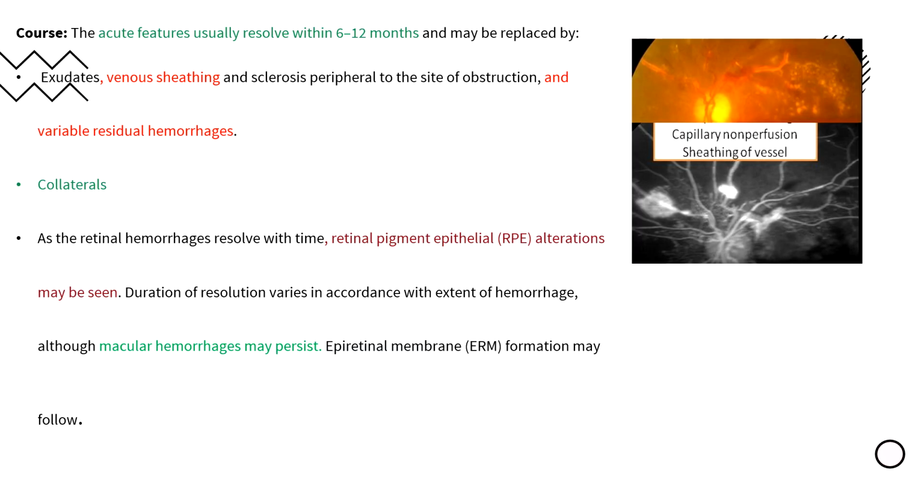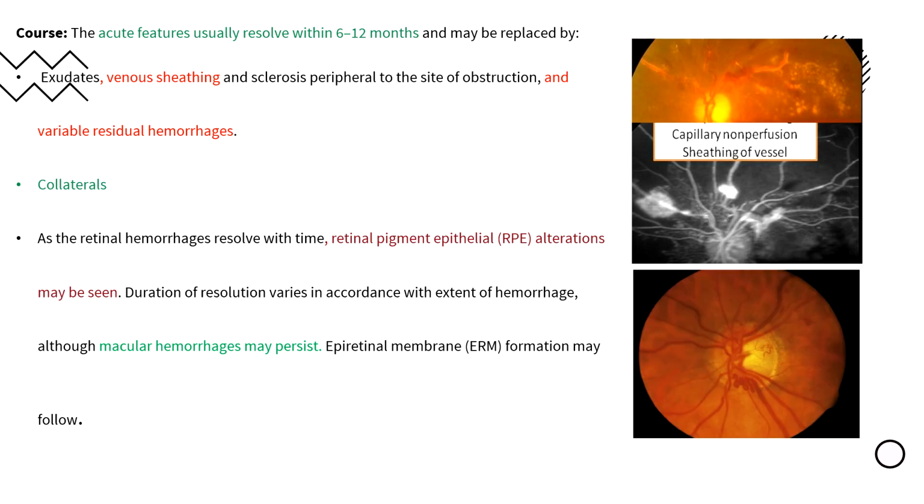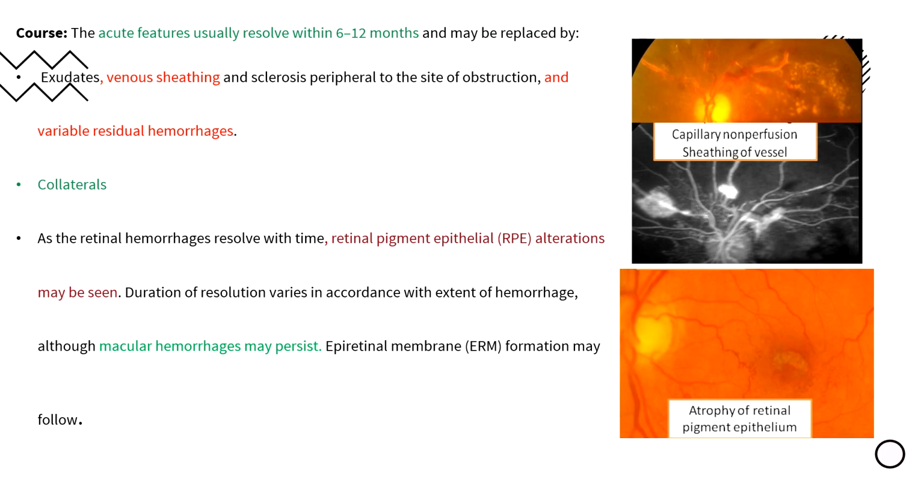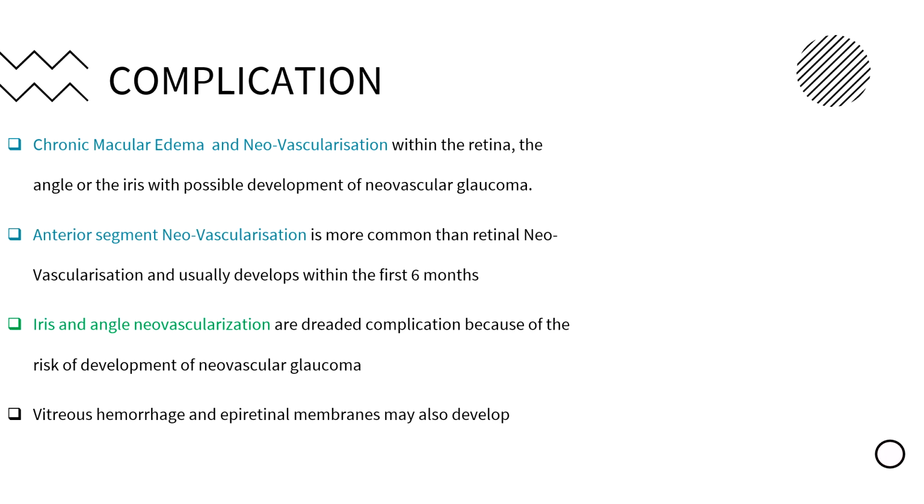Regarding the course, the acute features usually resolve within 6 to 12 months and may be replaced by exudate, venous sheathing and sclerosis peripheral to the site of occlusion and variable residual hemorrhages. Collaterals will be present as the retinal hemorrhage resolves with time. RPE alteration will be seen, and the duration of resolution varies according to the extent of hemorrhage. Although macular hemorrhage may persist, epiretinal membrane formation may follow. Complications include chronic macular edema and neovascularization. Anterior segment neovascularization of the iris or angle, vitreous hemorrhage and epiretinal membrane may also develop.